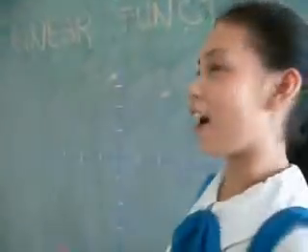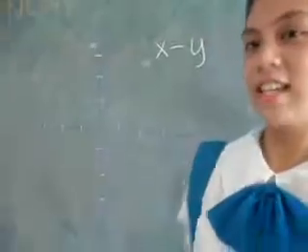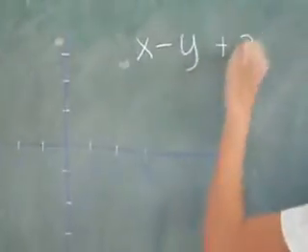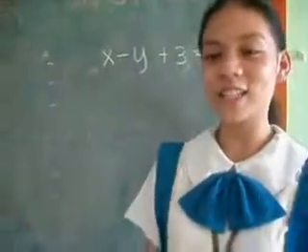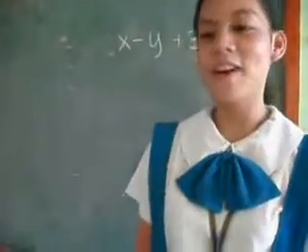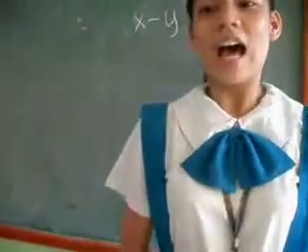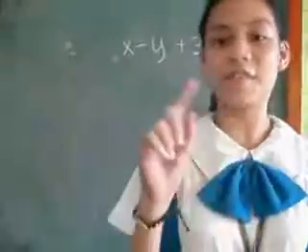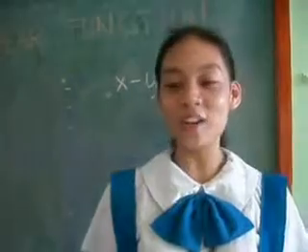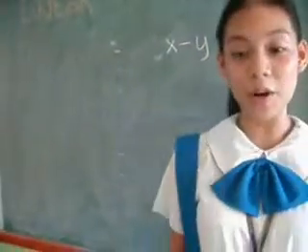Draw the graph of x minus y plus 3 is equal to 0. Let us find the x-intercept and y-intercept of the graph. For the x-intercept, when y is equal to 0, x is equal to negative 3. Thus, negative 3, 0 is a point on the graph of x minus y plus 3 equals 0.